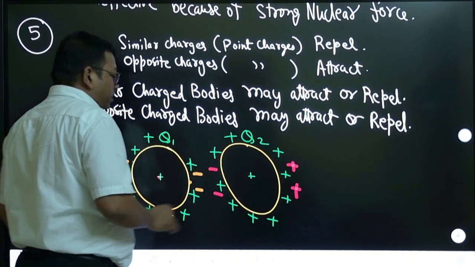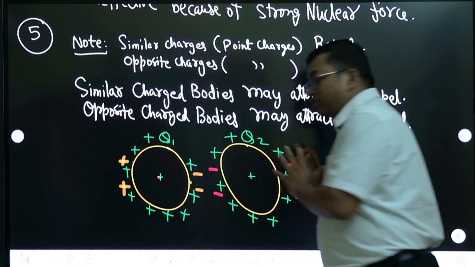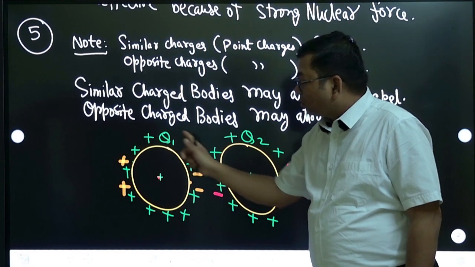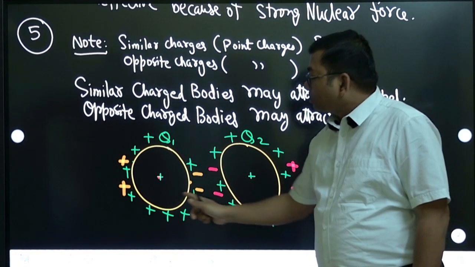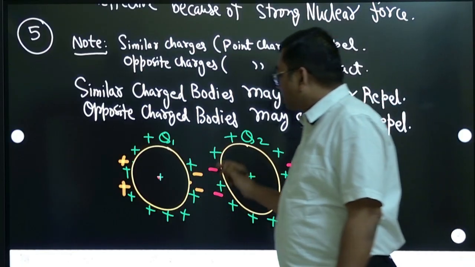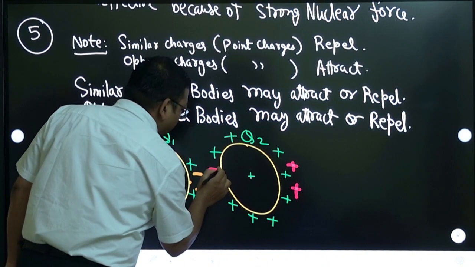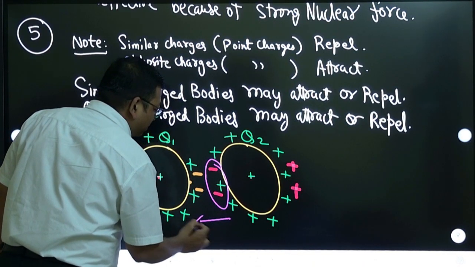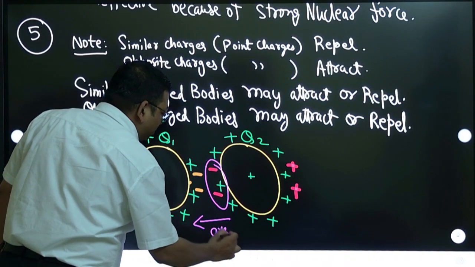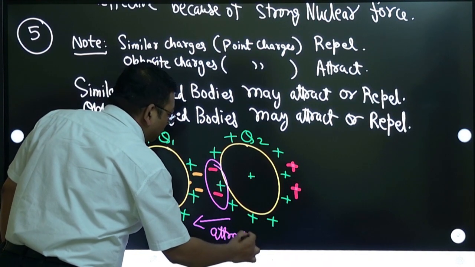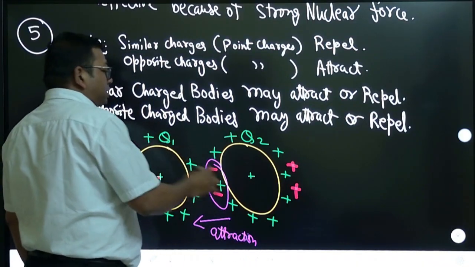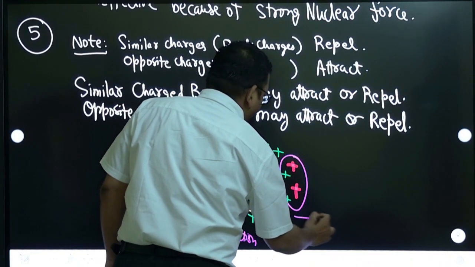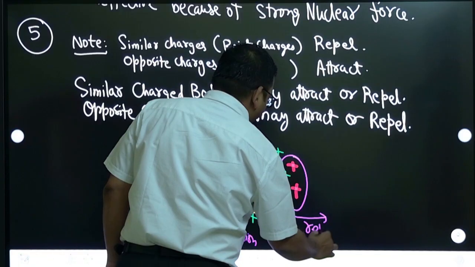Let us take this object and look at the forces on it. Here the overall charge is positive. So this positively charged body can attract these negative charges here. These negative charges will get attracted. Attraction will happen. And these positive charges can repel these positive charges here. Repel.